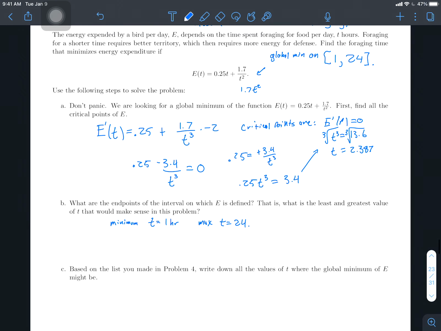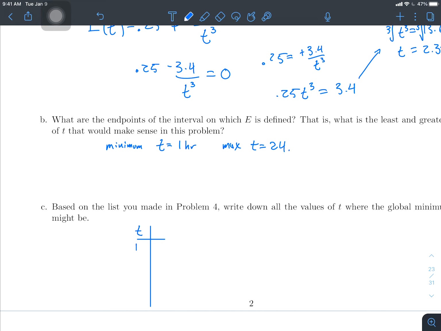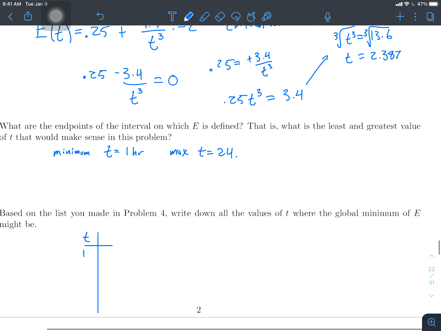Okay, so based on the list we made in problem 4, we want to write down all the values of t where we might find the global minimum of the function. Well, we know that the global minimum is going to occur at either a critical point or a boundary point. So I'm going to make a table with t values, and on here I'm going to put 1 hour, that's the minimum boundary point, and I'm also going to put my critical point, which I found, which is 2.387, and I'm also going to put the maximum, which is 24. So I know that this function is going to reach a global minimum at one of these 3 points.